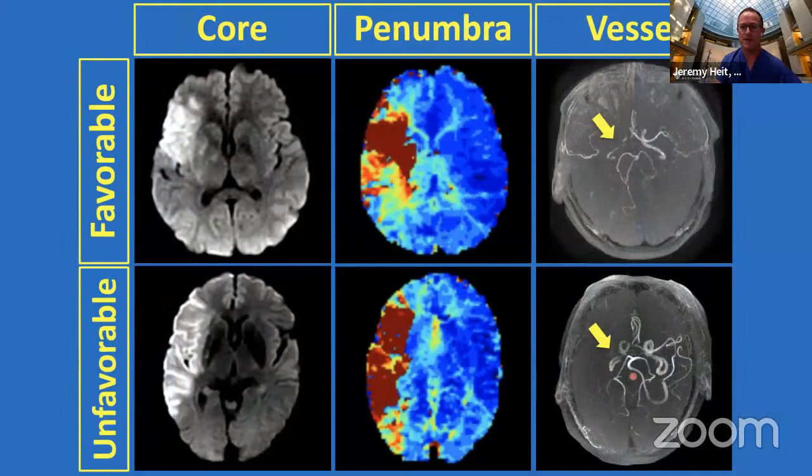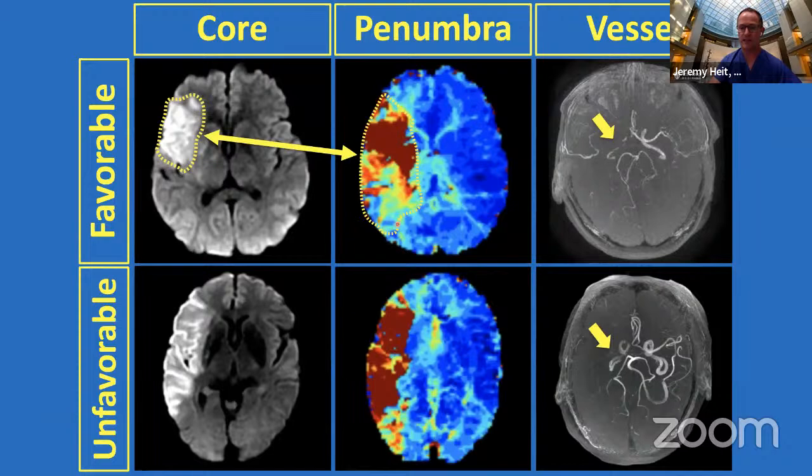So what we can do instead is, what if we use physiology? That's really the idea of core and penumbra imaging, right? So here, this patient has a core, but it is smaller than this penumbra. So if we open up this blocked internal carotid artery, we should be able to save this brain and improve their outcome.